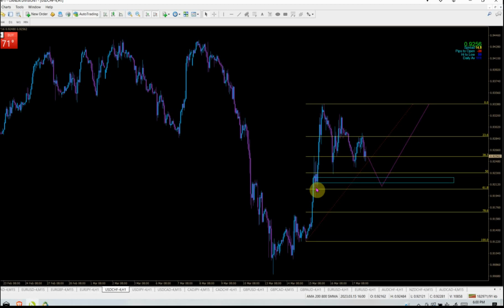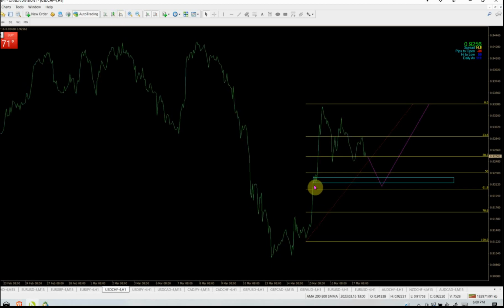And now, so again, using the line chart, you're not going to see these wicks. But I don't care. I don't really need to, only just for a moment. So I still think this is potentially a good area, maybe to start looking for longs right in here. Okay. Now, if that fails and it keeps going down, then the next zone would probably be down around the 78.6.